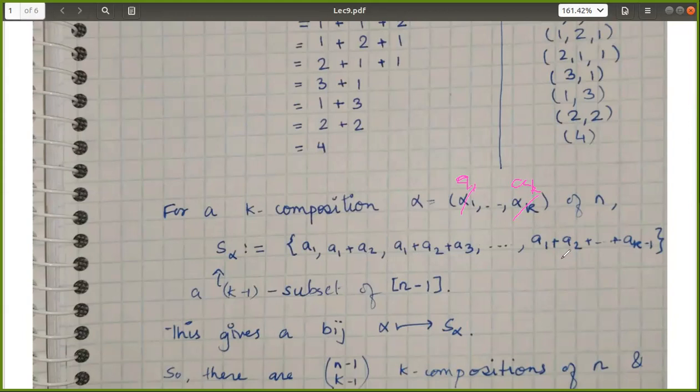Okay. So first of all, you see that this is a set where no 2 entries are the same. Yes. Right? Also, what is this particular number, a1 plus a2 up till a(k-1)? Can this be n?